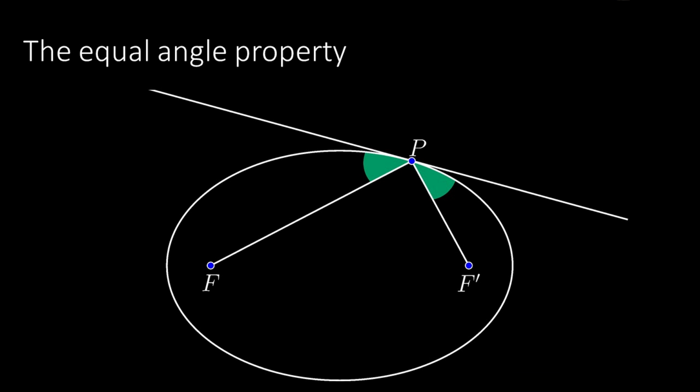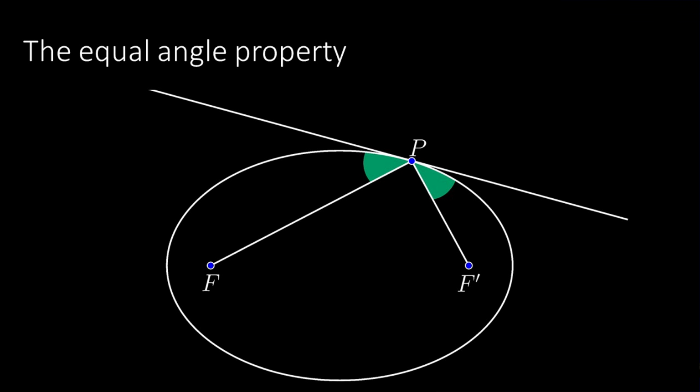Here's an ellipse. I've drawn a tangent to the ellipse at a point, a random point, P. A tangent is a line that just touches a curve. So I've drawn the tangent at this point, P, and then I've drawn in the lines from P to the foci, F and F dash. And the equal angle property says that the angle between the tangent and each of these lines is equal.